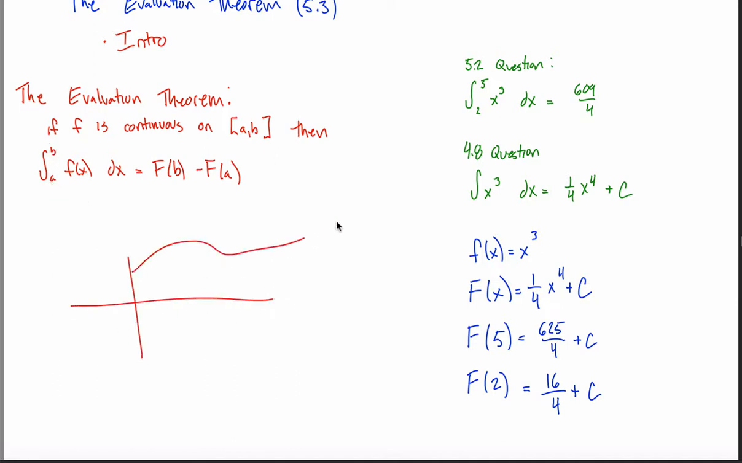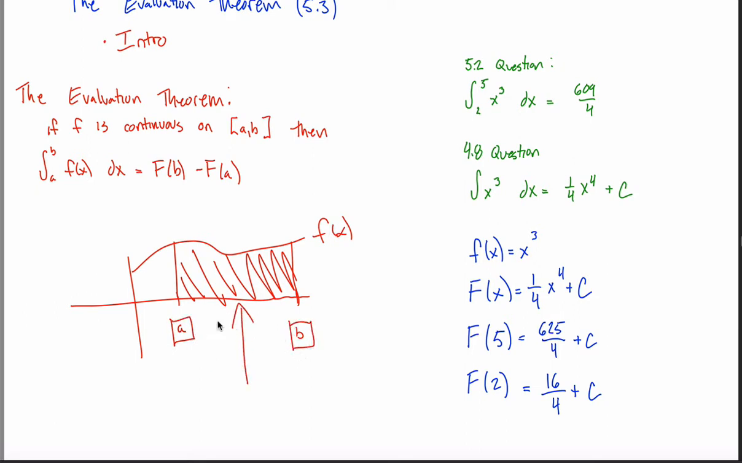Picture this. Here's your function f of x. Here's a, here's b. The area underneath the curve here, all this stuff, we can figure out by just taking the antiderivative of this and looking at this point a and at this point b. We don't have to look at any points in between a and b, and yet we can calculate this whole area under there. It's amazing. It's called the evaluation theorem, and it'll be the single most important thing you learn in calculus.